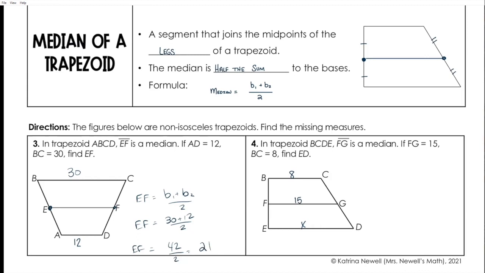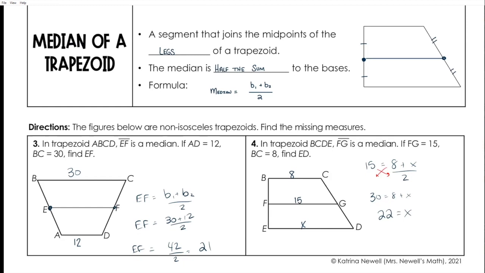They can also give us the median and ask us to work backwards. So this time we don't know one of the bases, so we take our median, 15, equals base 1 plus unknown base over 2. And this is where we can either cross multiply, which we did with our similarity, or you can multiply by 2. So 30 is 8 plus x. Subtract 8 from both sides.